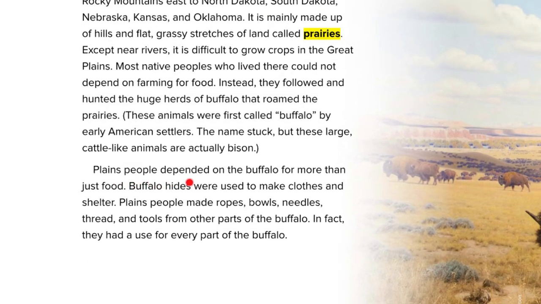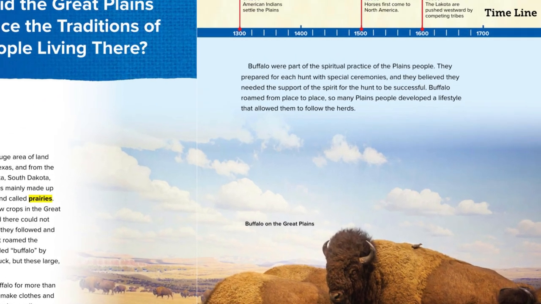Plains people depended on the buffalo for more than just food. Buffalo hides were used to make clothes and shelter. Plains people made ropes, bowls, needles, thread, and tools from other parts of the buffalo. In fact, they had a use for every part of the buffalo. Let's take a look at the next page.